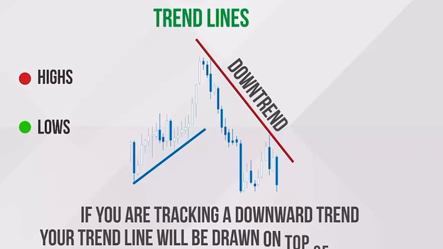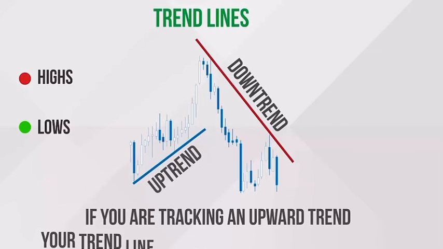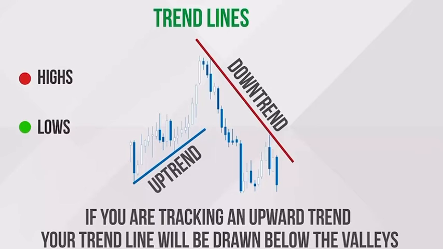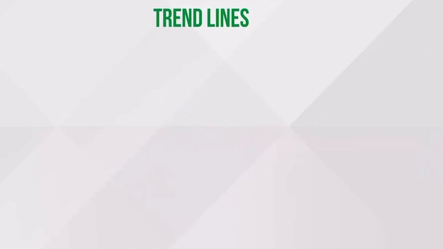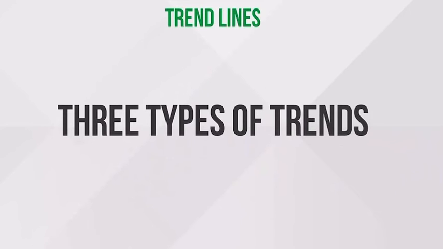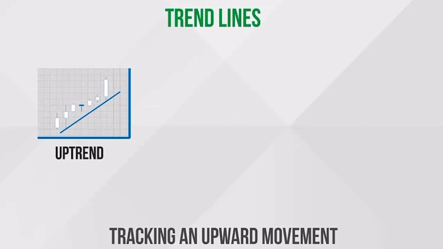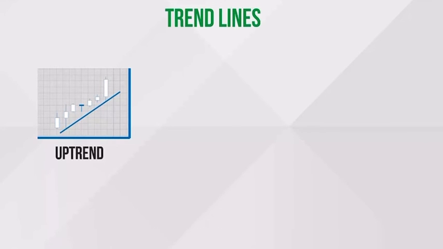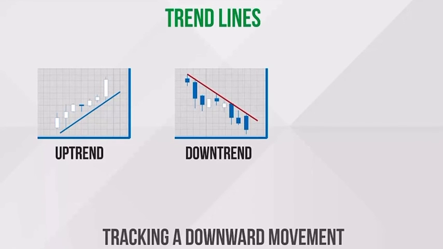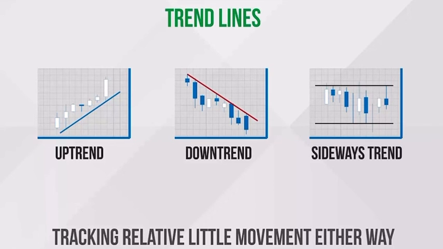If you are tracking a downward trend, your trend line will be drawn on top of the peaks, and if you were tracking an upward trend, your trend line will be drawn below the valleys. There are 3 kinds of trends that you will need to analyze as a Forex trader. Uptrends, tracking an upward movement. Downtrends, tracking a downward movement. And sideways trends, tracking relatively little movement either way.